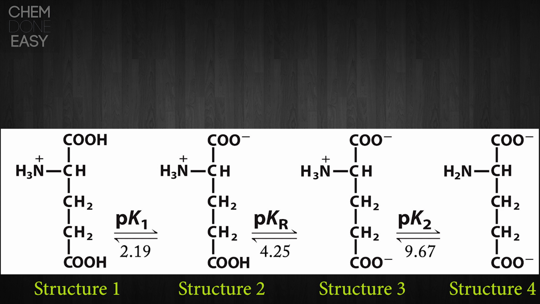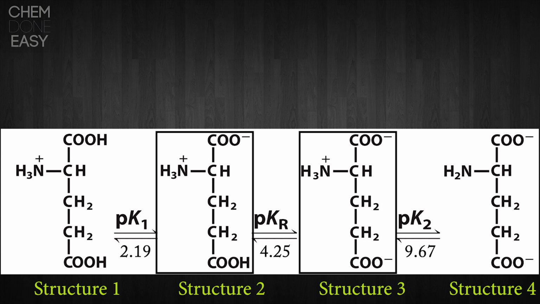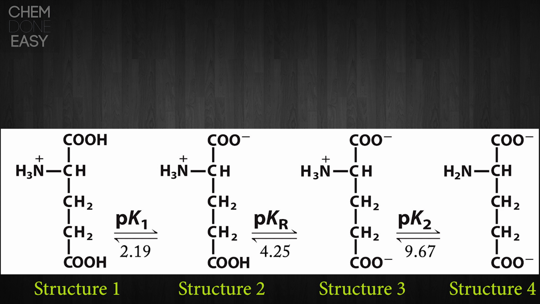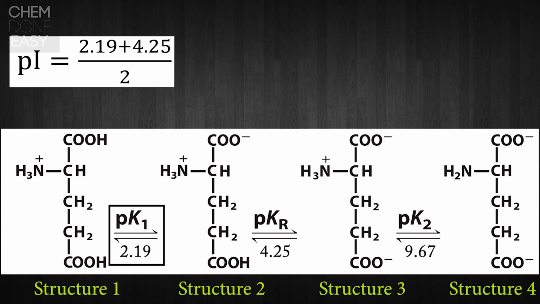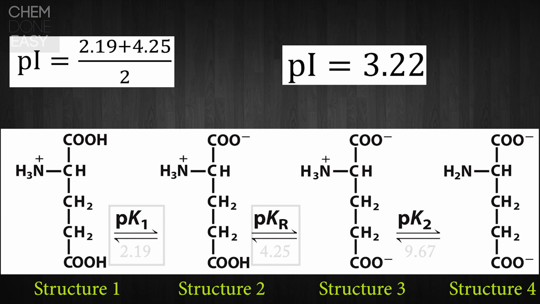Now, if we have a look at structure 2 and structure 3, it has a pKa value of 4.25. So what we need to do is take an average of those 2 pKa values. So we're going to take 2.19 plus 4.25 and divide it by 2. And this will give us an isoelectric point of 3.22.